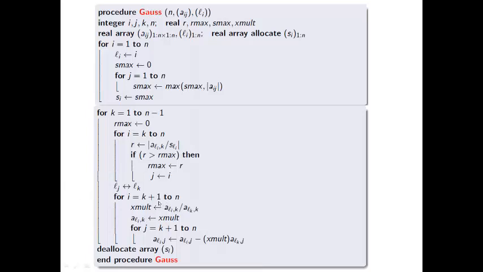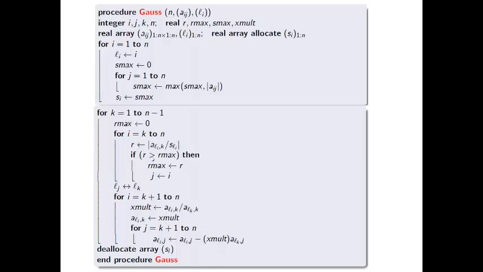Once k has been set, the first task is to select the correct pivot row, which is done by computing a_(L_i,k) divided by s_(L_i) for i equals k to n. The next set of lines in the pseudocode calculates the largest ratio, called rmax. Here you can see where we're calculating rmax, and the index j is where it occurs. Now, L_k and L_j are interchanged in the index array L_i.